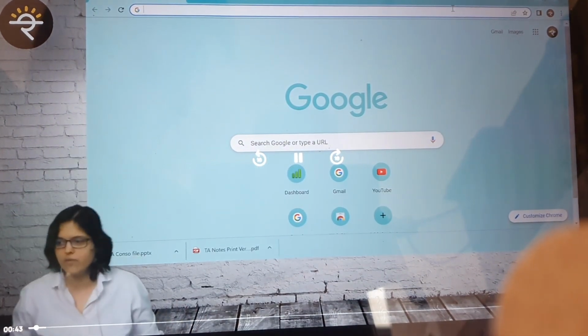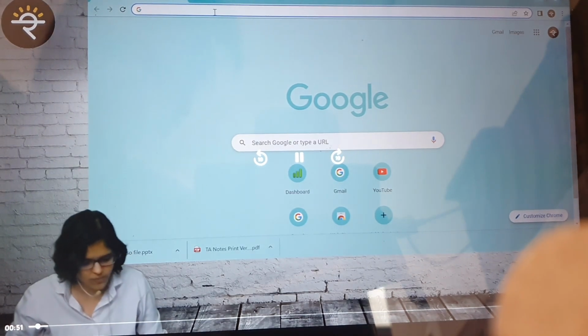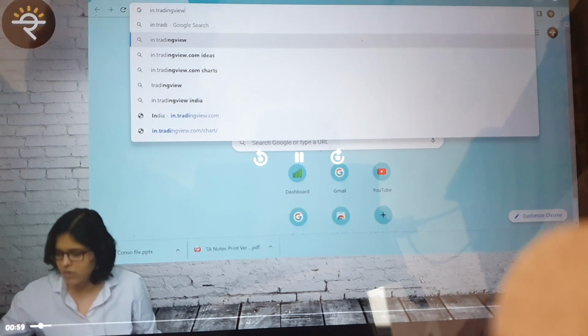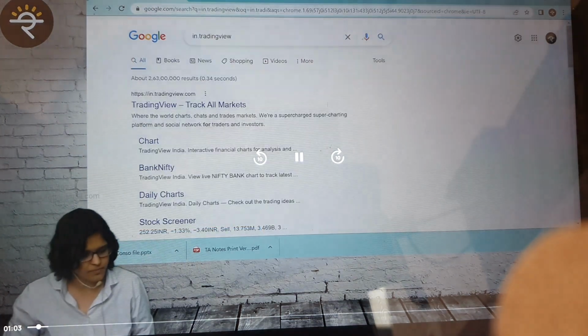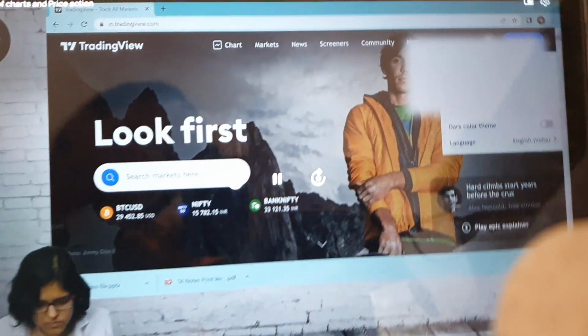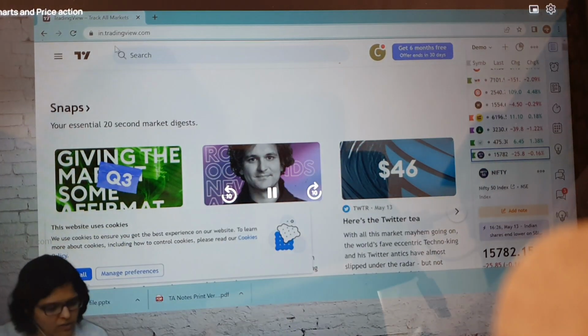How many of you have already used the TradingView website? Only once. Okay, but still I have a mix in the class, so I'll go a bit slow. The exact name is in.tradingview.com. Okay, so we are on this website, in.tradingview.com.